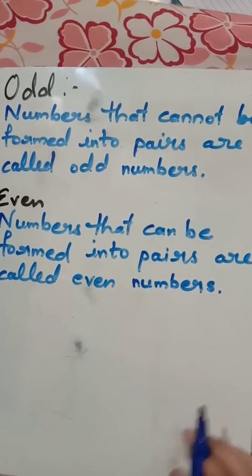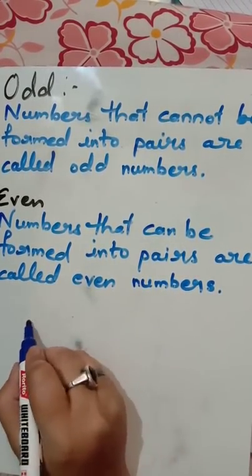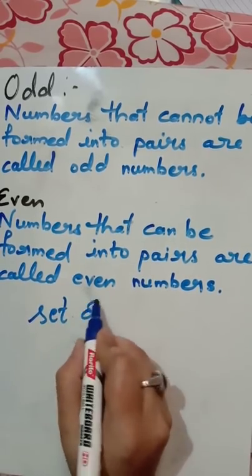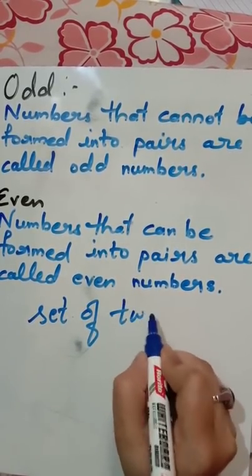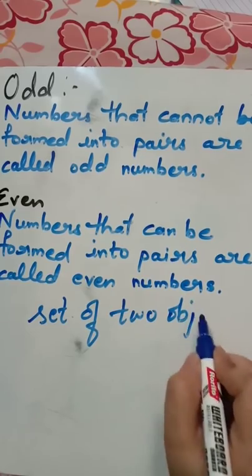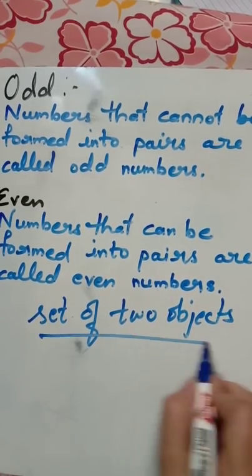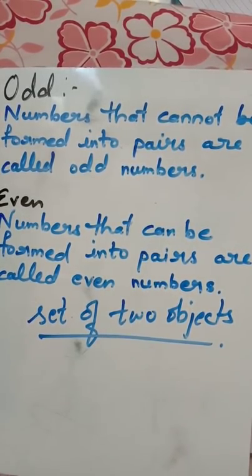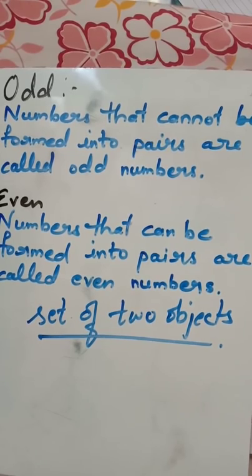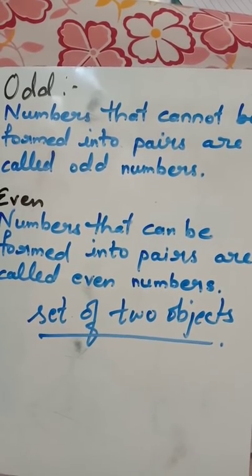Now what is a pair? It is a set of two objects. Group of two objects you can say, or set of two objects. It means a pair includes two pieces.